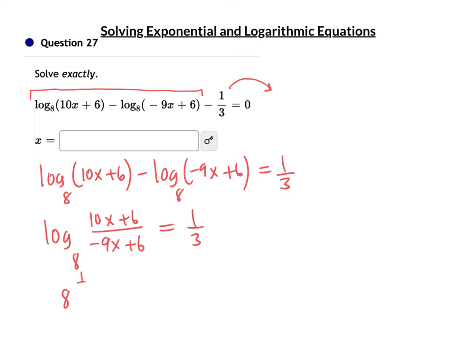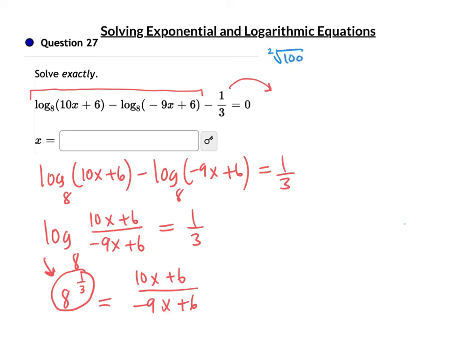8 to the power of 1/3 equals 10x plus 6 divided by negative 9x plus 6. This is something we've just learned about recently, those fractional exponents. Remember how when we say the square root of 100, there's a little tiny 2 here that we don't write, but it's understood to be there. And that little 2 is telling us that we need the number multiplied twice makes 100. That's the same thing as 100 to the 1/2 power.